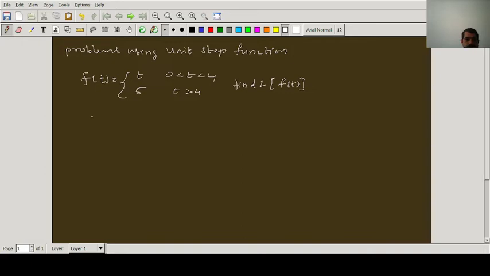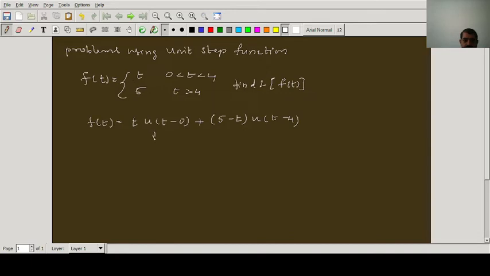So first we must express this as f of t. Here t is nothing but f1 of t and 5 is f2 of t. Then we can write this as t into u of t minus 0, plus we subtract these two, 5 minus t into u of t minus 4. So here we can use the lower limit and the upper limit. Then we find the Laplace for this one.